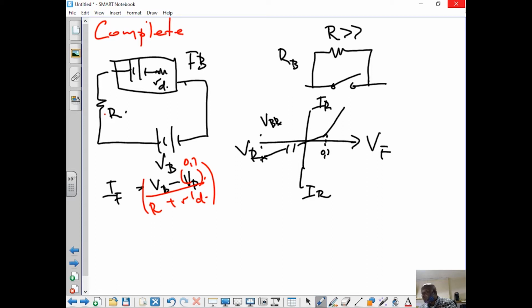Now we're talking about a complete model. Now where do we use this model? When we do design. When you design a circuit, later on in your studies you're going to start designing circuits. Please understand that when you design, you start taking the dynamic resistance into consideration.